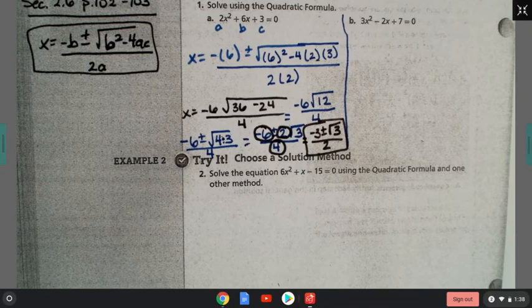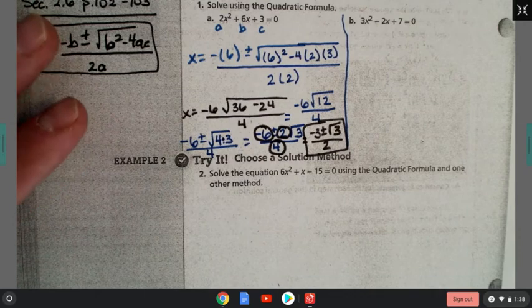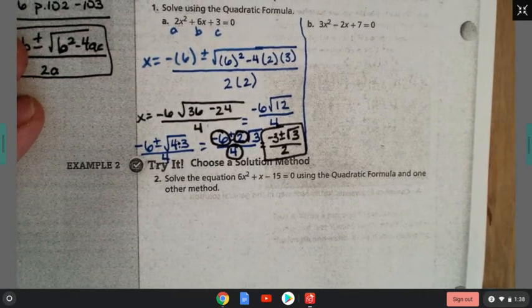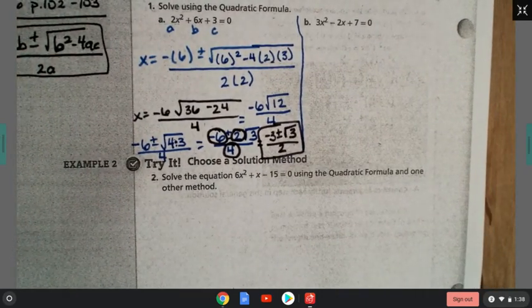Okay, so we basically did what we've been doing this whole chapter, with the square roots and simplifying the radicals. Just now it's in the big quadratic formula equation. All right, the second problem. We're going to do the exact same thing. It's just different numbers now.